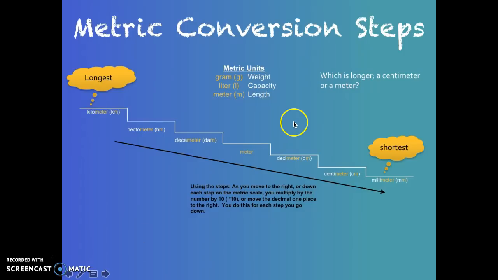All right, now, which is longer, a centimeter or a meter? Okay, a meter is longer because look, there's a meter, there's a centimeter, and we're going from longest down to shortest. A meter is longer than a centimeter. It takes 100 of these to make up one of these.